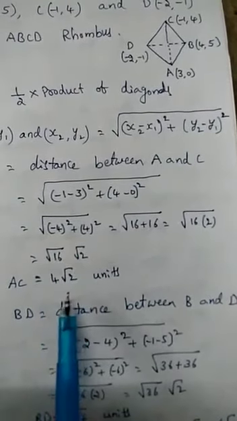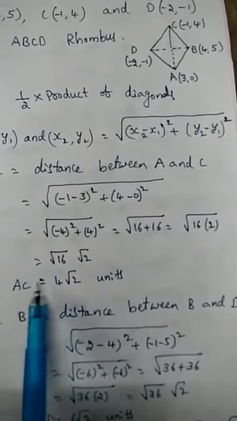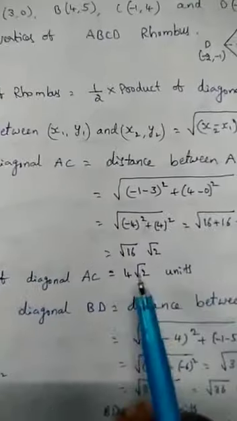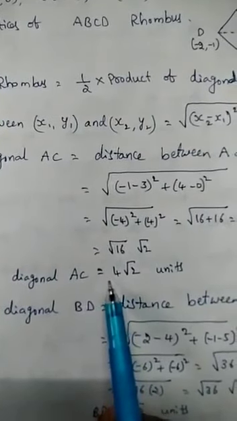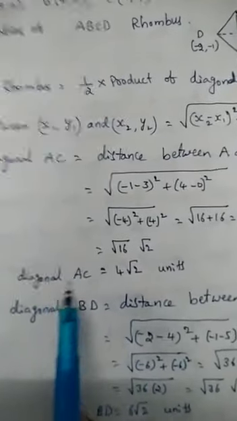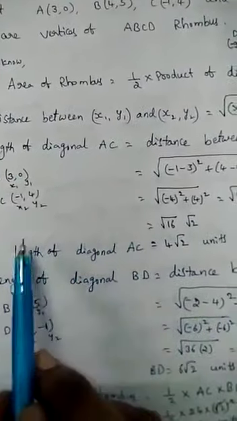but we consider only plus 4. Why are we neglecting the minus 4? Because the length of a diagonal, the measures are not negative, so we consider only positive values. 4 root 2 units, clear. We neglect the minus 4 root 2, because measures are not to be in the negative sign.